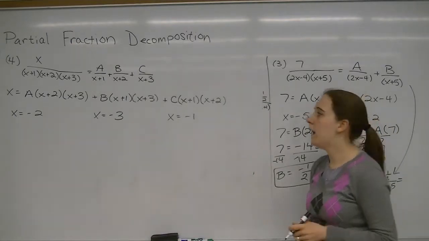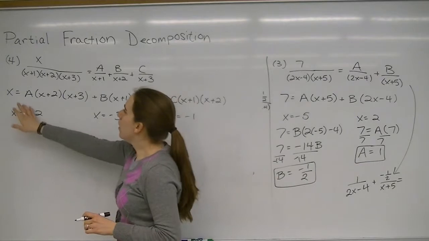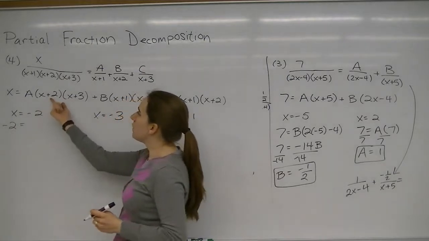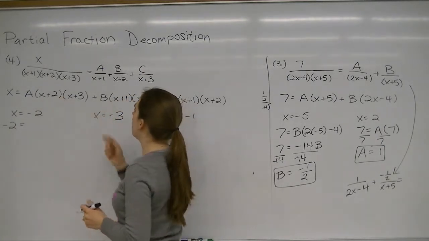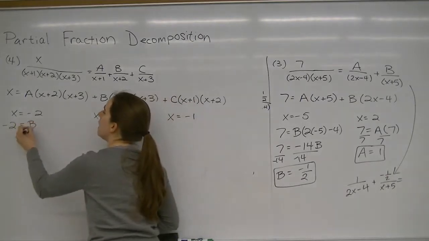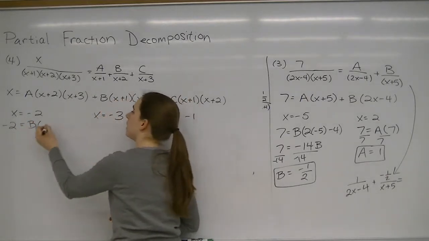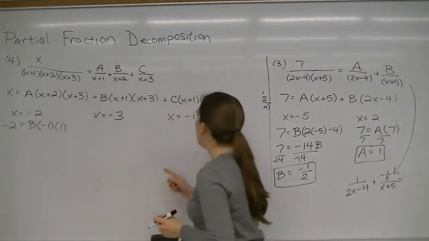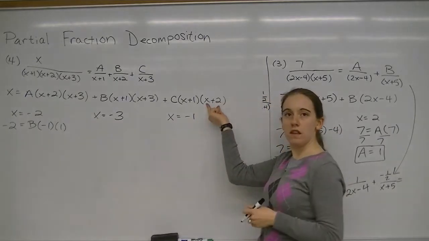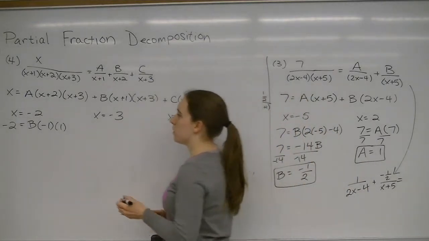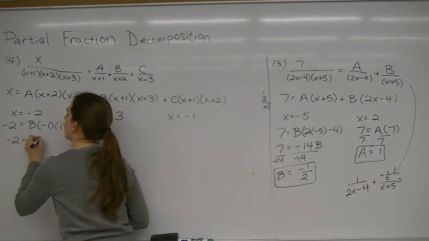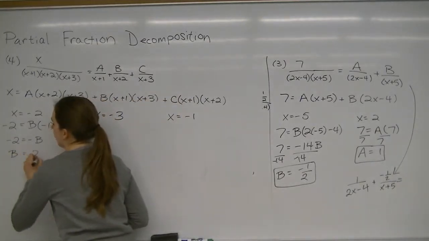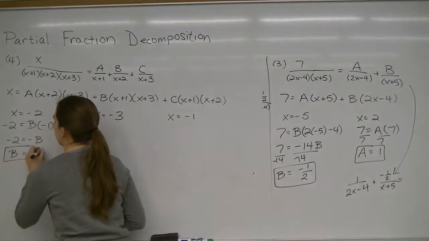So let's actually go and solve for a, b, and c now. If x is negative 2, my left side is negative 2. We chose negative 2 to make this cancel, so this term is 0. This term will not be 0. I have b times negative 2 plus 1 is negative 1, times negative 2 plus 3 is positive 1. And then this term will also be 0 because this piece is 0. So what I end up with is negative 2 equals negative b. That implies b is equal to positive 2. So now we have one less unknown.